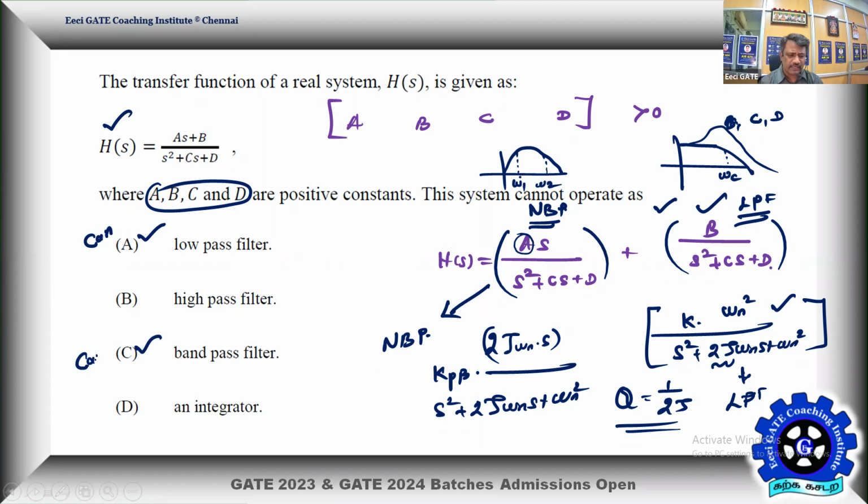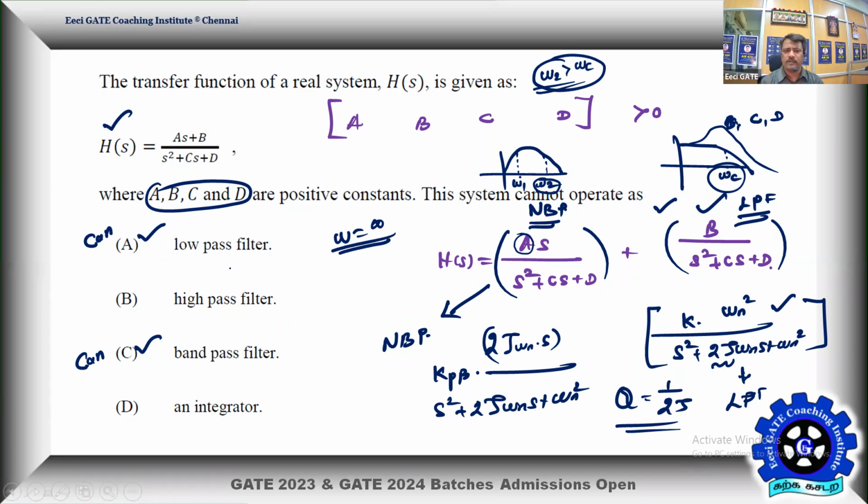We can configure this as a band pass. Then can we configure this as a high pass? Assuming omega c is less than omega 2, omega 2 is greater than omega c, the cutoff frequency of the low pass, or even if you assume otherwise, no problem. The thing is that we can't pass omega equal to infinity. We can't pass high frequency content to the output.